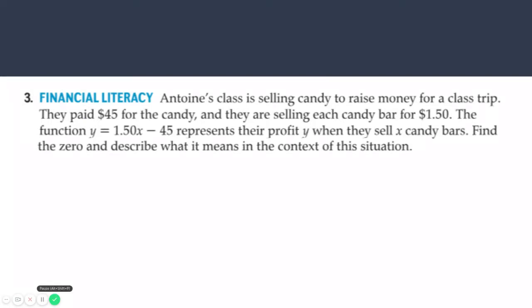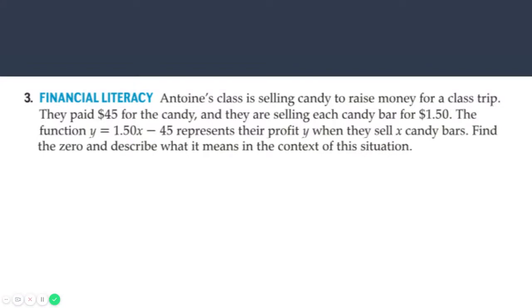All right, so Antoine's class is selling candy to raise money for a class trip. They paid $45 for this candy, and they're going to sell each candy bar for $1.50, and they've got a function to represent this: y equals 1.50x minus 45. It's supposed to represent their profits, y, when they sell x amount of candy bars. Now, we're going to find the 0 and describe what it means.